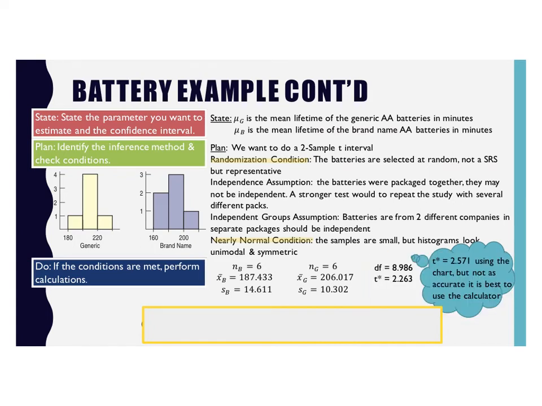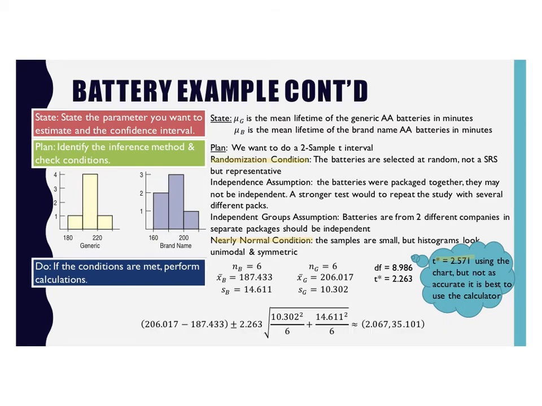Now, our critical value, remember, is going to be weird. If I run the interval in my calculator, it's going to give me a degrees of freedom of approximately 8.986 with a critical value of 2.263. However, I can use the conservative approach and use 5 as my degrees of freedom at 95% confidence, and you should get this 2.571. You can do that on the AP exam and be okay. A lot of students would rather just type it into their calculator. This is what it would look like if I were to do the interval by formula. You can run a 2-sample t interval in your calculator if you would like to.